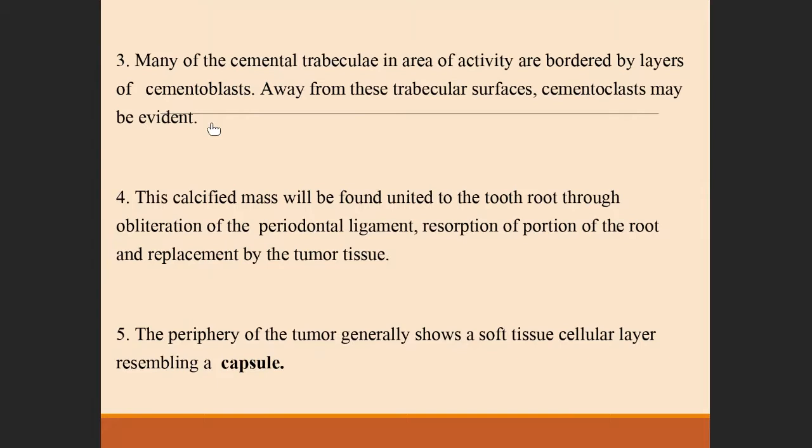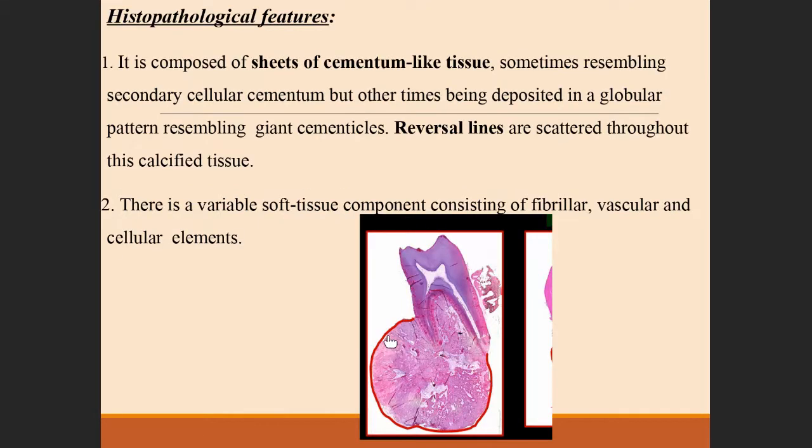And at the periphery of the tumor, you have a soft cellular area that is nothing but the capsule. So here, the red line that you can see is your capsule, and this is the tumor tissue. Now just observe the tooth. The periodontal ligament space stops here because this tumor tissue has resorbed the root and it is fused to the tooth root. So here you can see it is almost fused to both the roots.